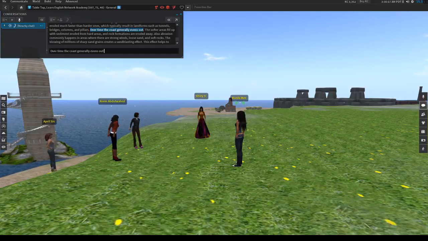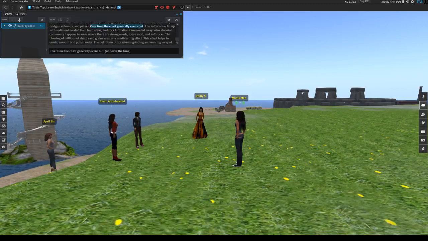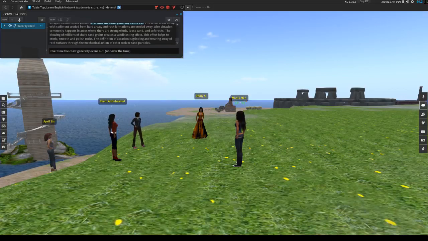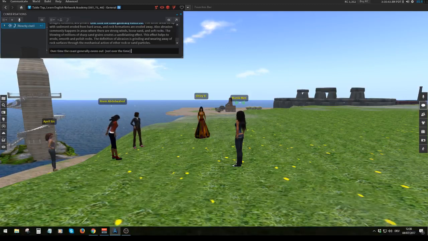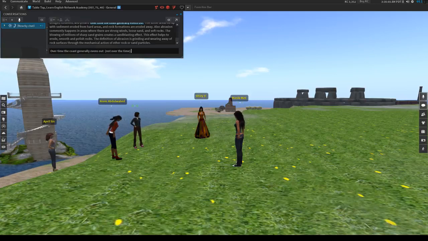Also, abrasion commonly happens in areas where there are strong winds, loose sand, and soft rocks. The blowing of millions of sharp sand grains creates a sandblasting effect. This effect helps to erode smooth and polished rocks. The definition of abrasion is grinding and wearing away of rock surfaces through the mechanical action of other rock or sand particles. Very good. Well done.